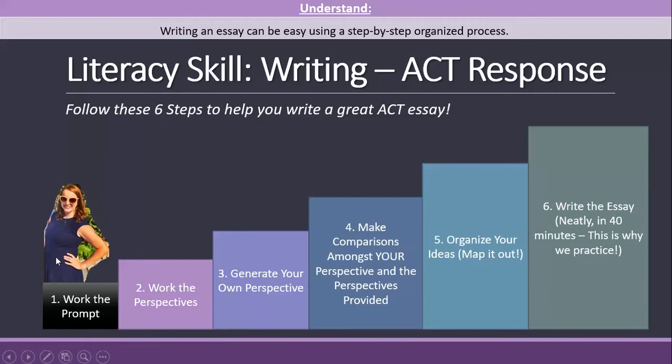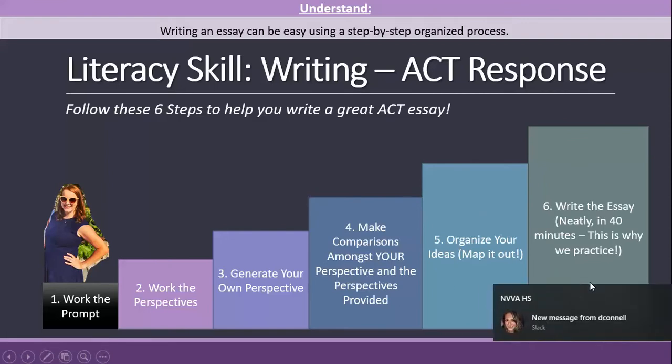So let's look at the writing response. These are the 6 steps that we're going to follow. First, we've got to work the prompt. After we read the prompt, we're going to work the perspectives, come up with our own, and then compare and organize. Our goal is to get our organization mapped out today. Then in tomorrow's Class Connect, you're going to come in and have 40 minutes with your already mapped out essay to write your final response. So tomorrow's class will be for your final response. Okay.